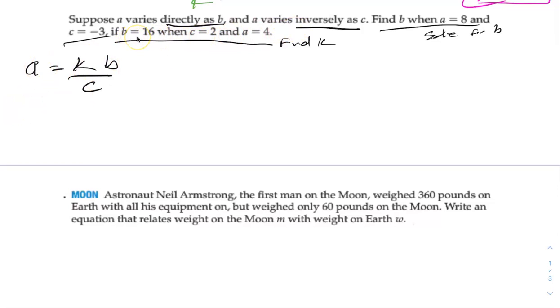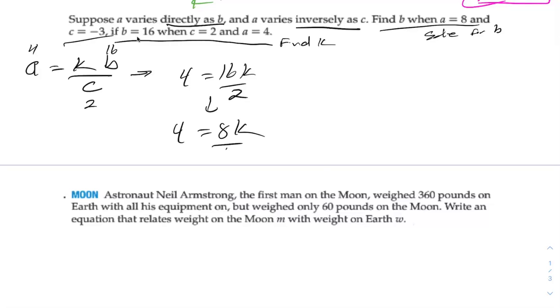So B is 16, C is 2, and A is 4. So I'm going to rewrite it. 4 equals 16k over 2. I could reduce that: 4 equals 8k, since 16 divided by 2 is 8. And divide by 8. So k equals 1/2. Right, 4 over 8, 1/2. So that's my k. So now let's rewrite this whole equation over again. A equals 1/2 B over C. That's the equation we're working with.